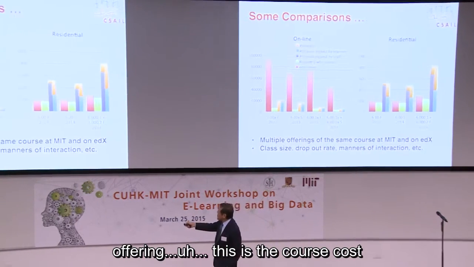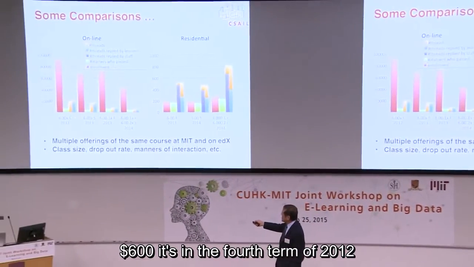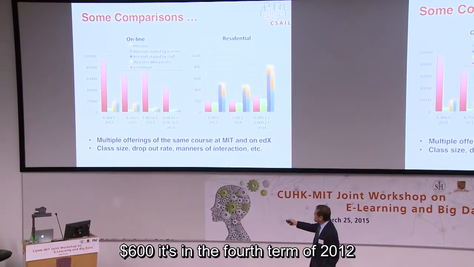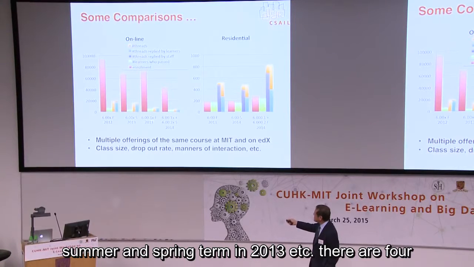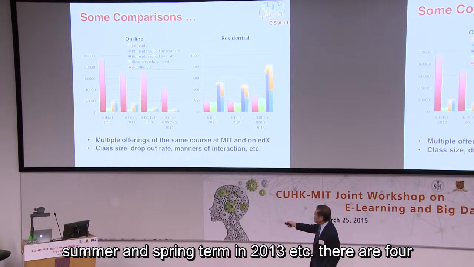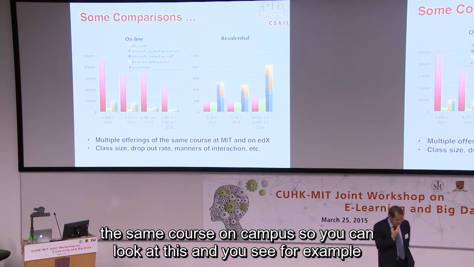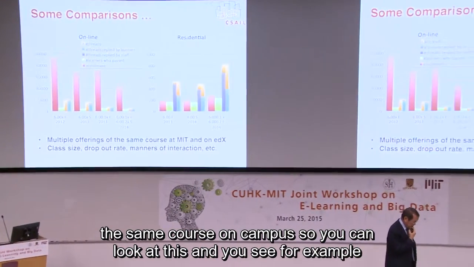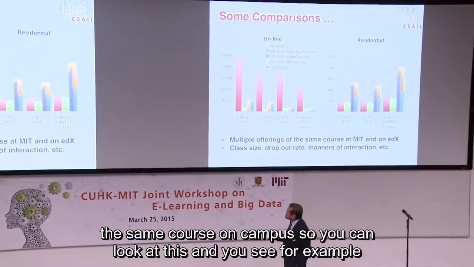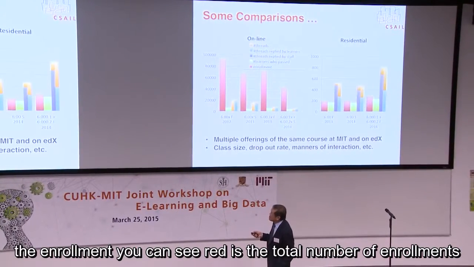This is the course called 600. It's in the fall term of 2012, spring term of 2013, et cetera. There are 4 offerings. Am I making myself clear? Okay. Now, here we have 3 offerings of the same course on campus. So you can look at this and you see, for example, the enrollment.